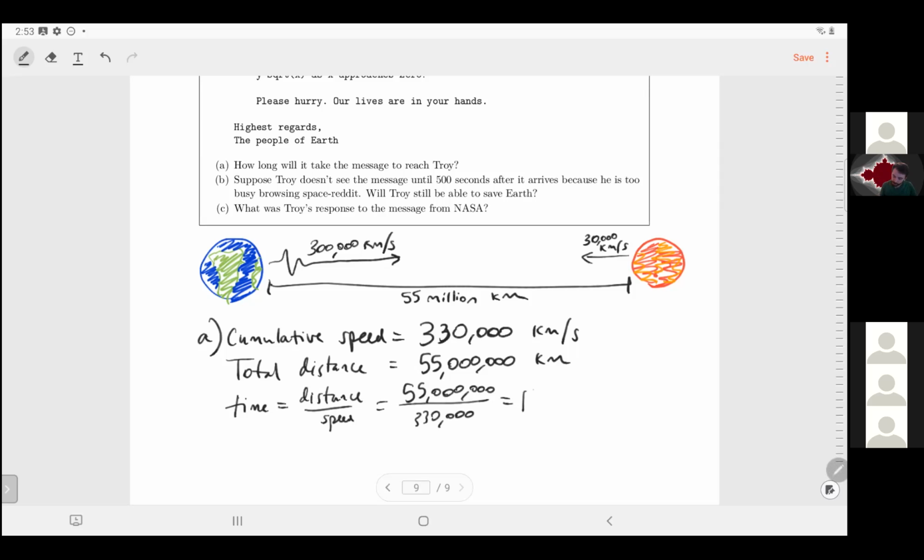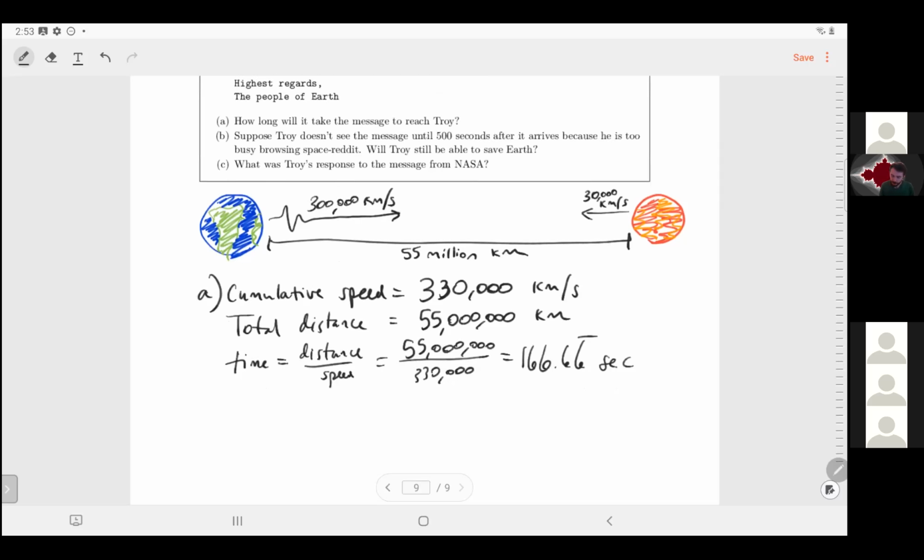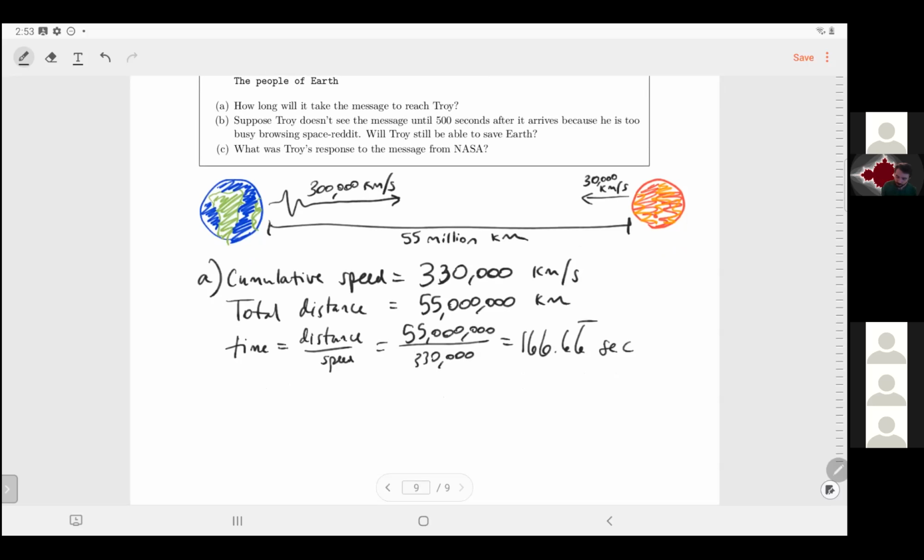So we get, yeah, so this does work. 166.66 repeating seconds. Okay, the alternative approach, which I'll mention just in case you like it better, is to think of this as a number line going from 0 to 55 million. And the message is traveling at this rate: 300,000 t, where t is in seconds.